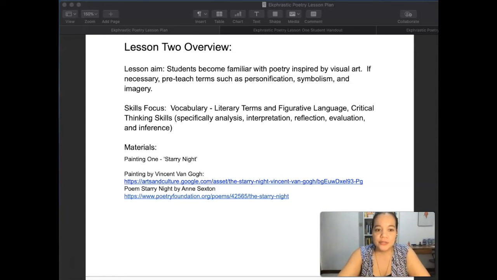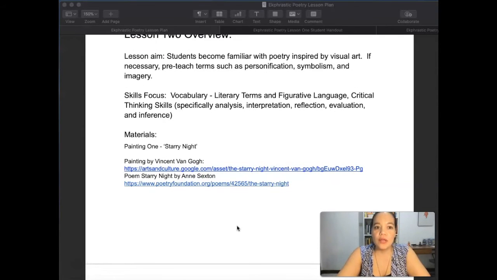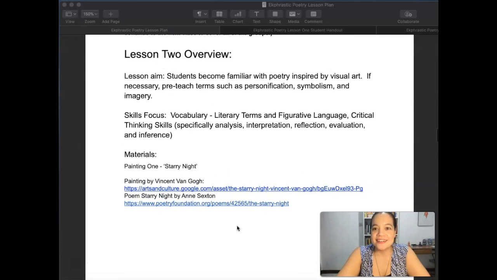Again, I've included the links here with the materials. So those include the links to the paintings and the associated poems that are used. The goal of this is that they will be familiar with poetry written about visual art so that they will be able to write their own acrostic poems in lessons 3 and 4.